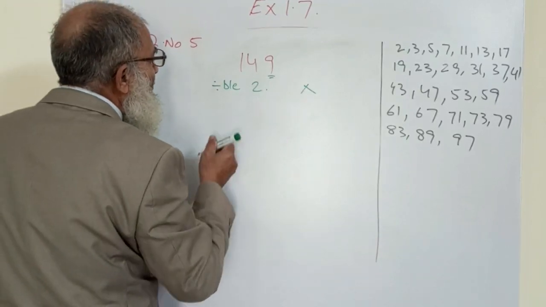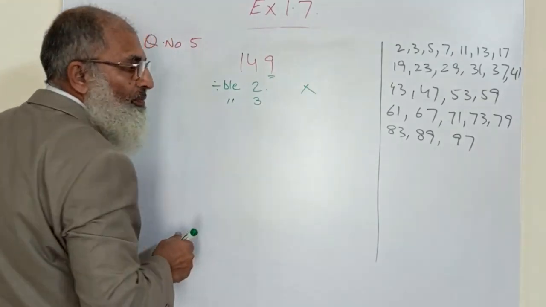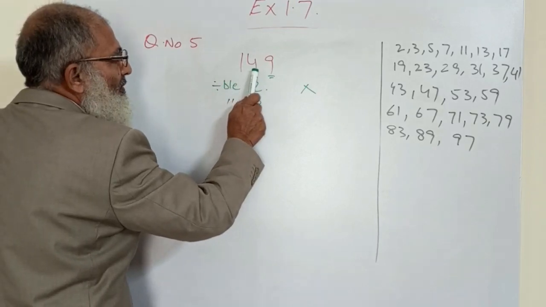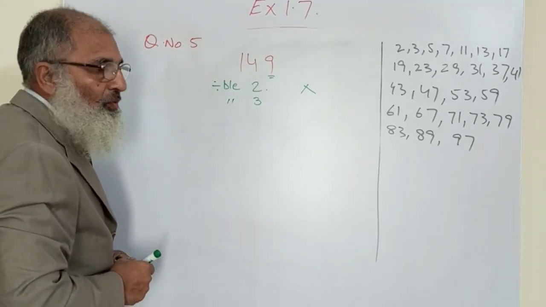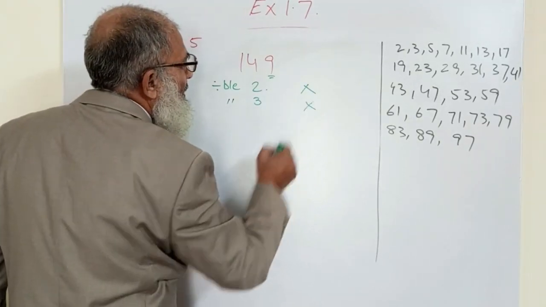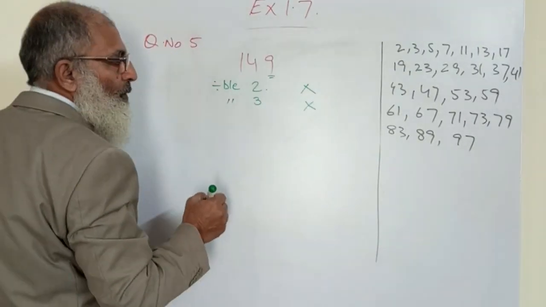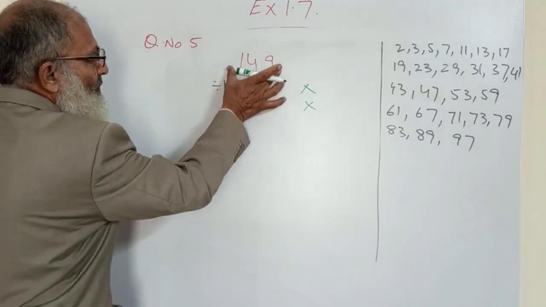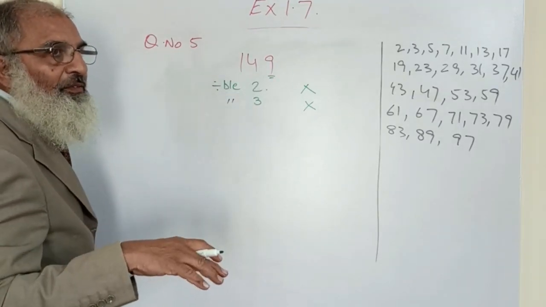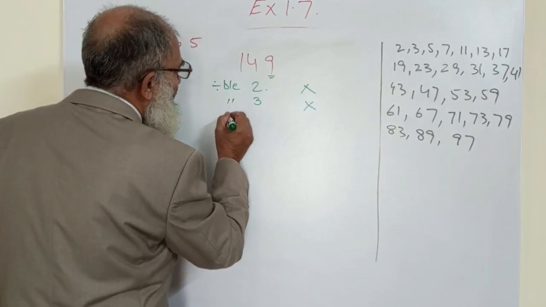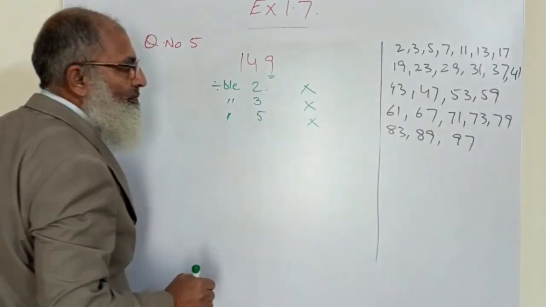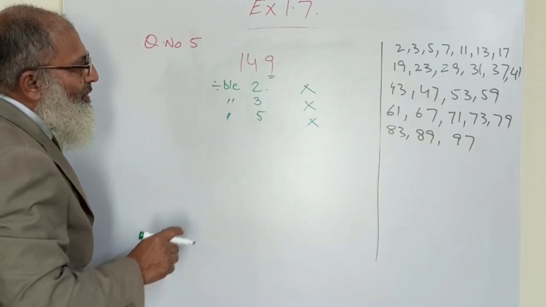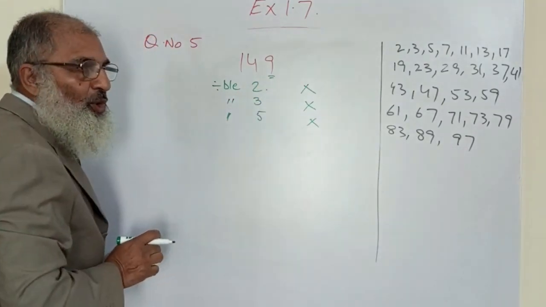Now check if it is divisible by 3. Just add all the digits. 1 plus 4 plus 9 is 14. It is not divisible by 3 either. Now 5. What I told you is that a number ending in 5 or 0 will be divisible by 5. So it is not divisible by 5 either. So these 3 are ruled out.